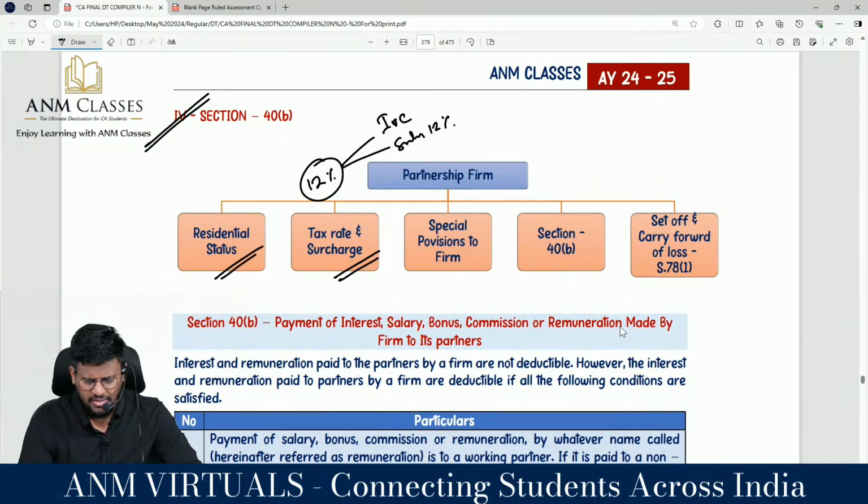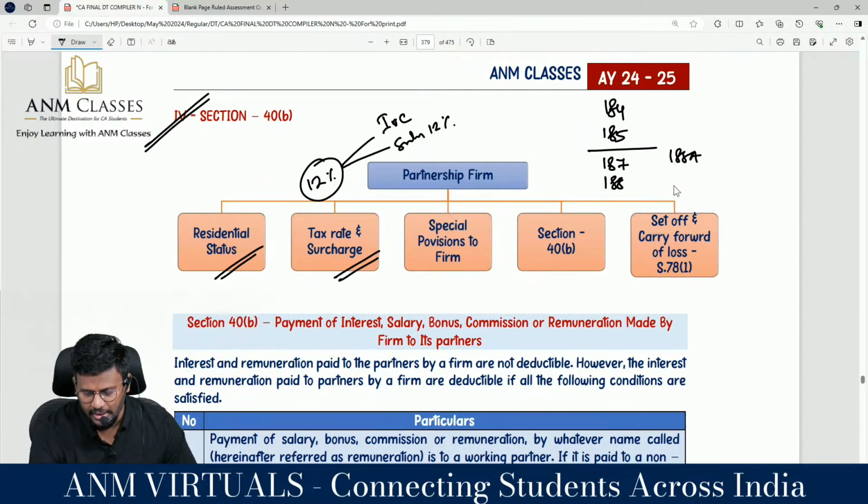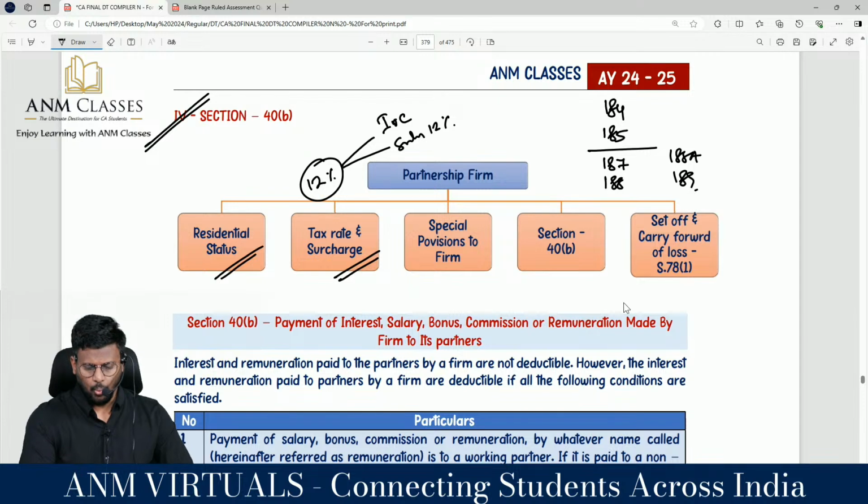What are the special provisions applicable to a partnership firm? The special provisions applicable are section 184. In order to be assessed as a partnership firm, you should satisfy two conditions. Then we have section 185, the consequences of section 184 not being satisfied. Then we have sections 187, 188, 188A and 189. 187, 188, 188A and 189 talk about special circumstances or special provisions applicable to a firm.